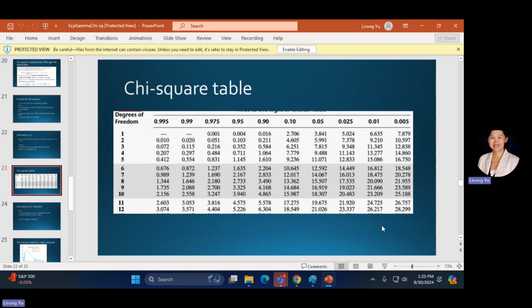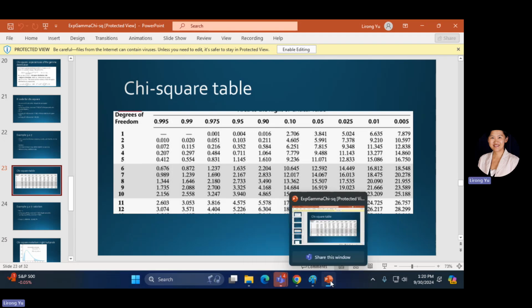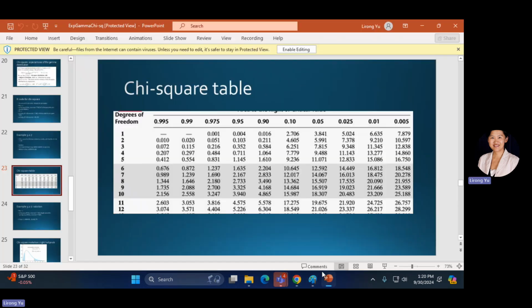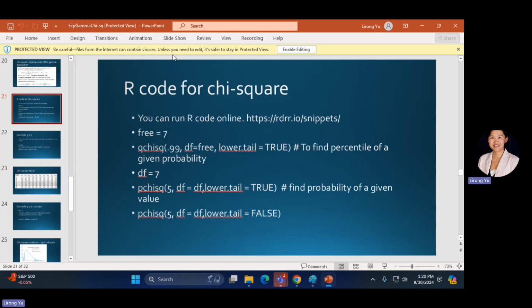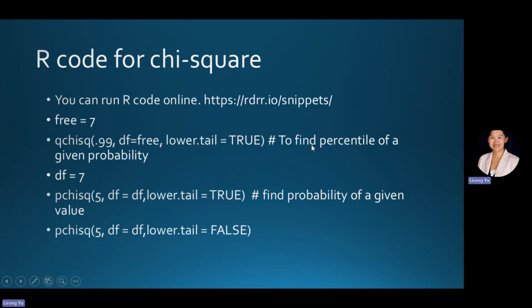One of the reasons I want to use R is that I have the freedom not to worry about searching the table. I just tell the computer, give me this or that: identify the degree of freedom, identify which percentage you're looking at, and then it gives you the answer. So I'm just trying to explain how you do it. This is the qchisq. There's also pchisq, p as in probability.